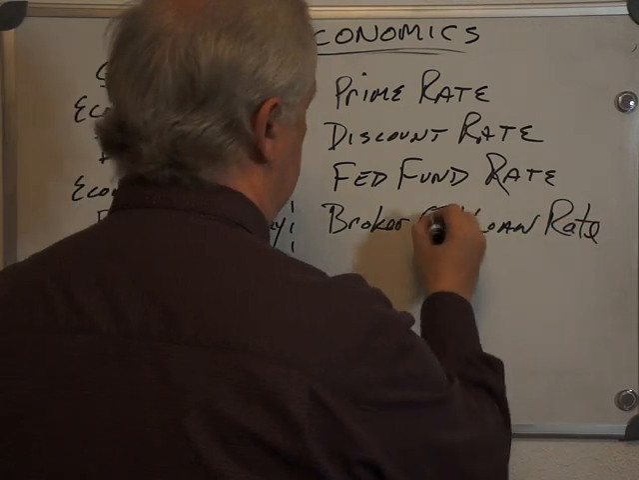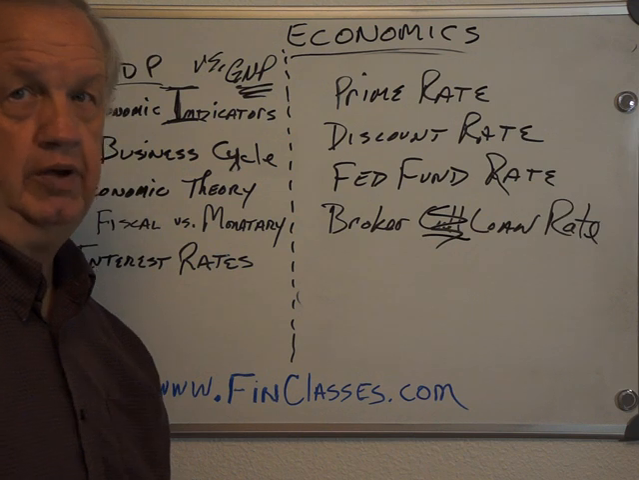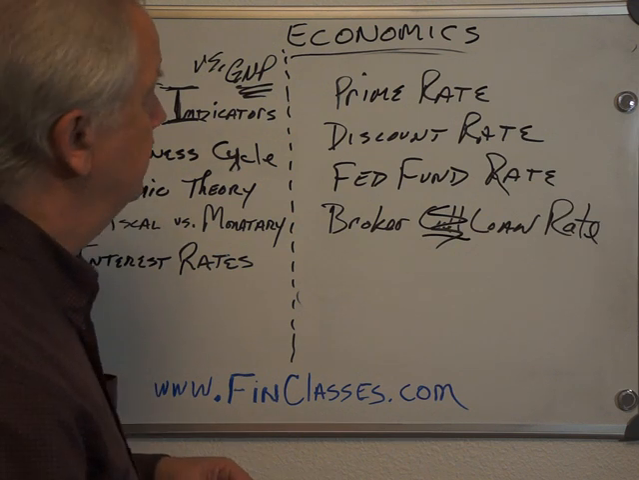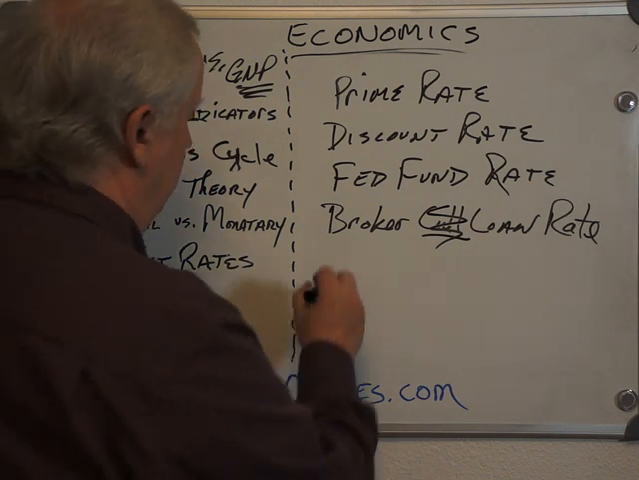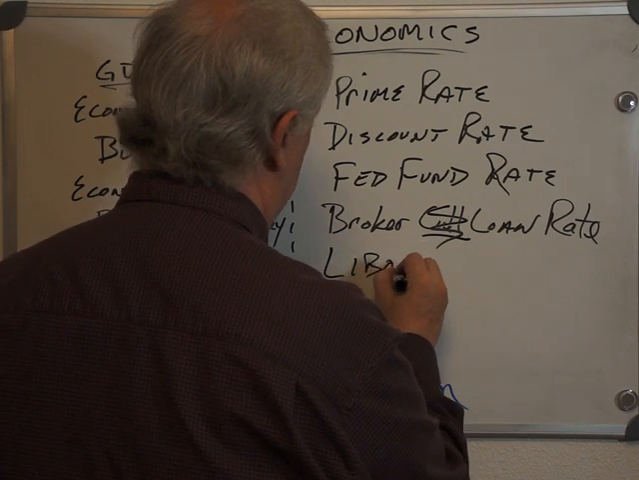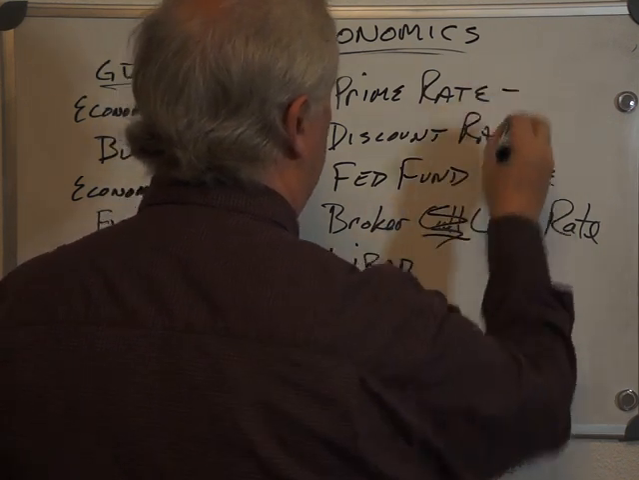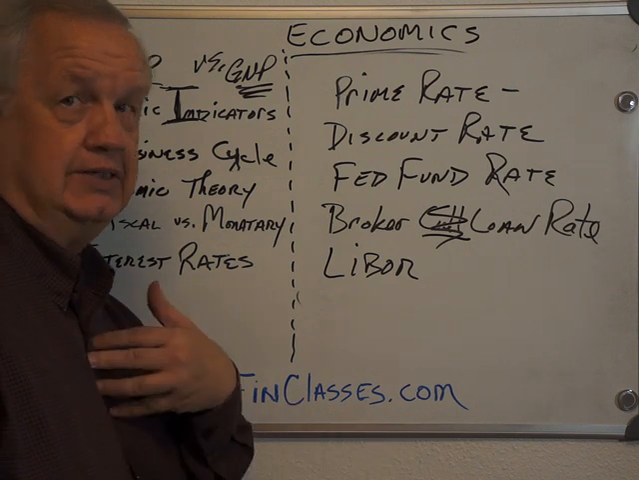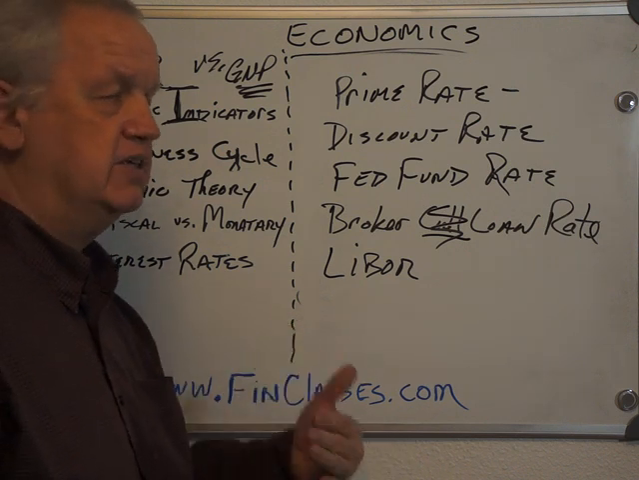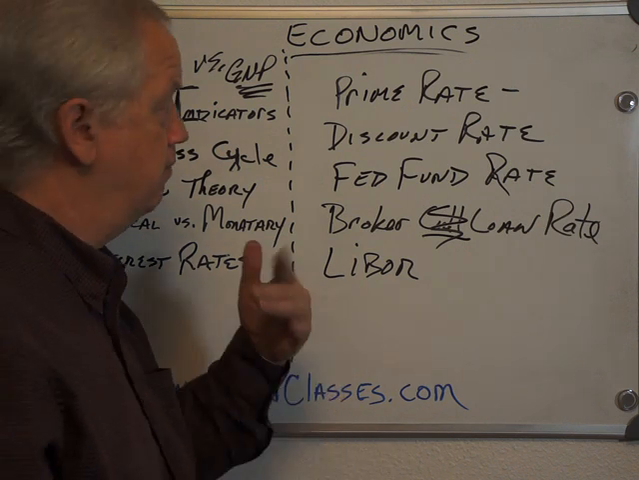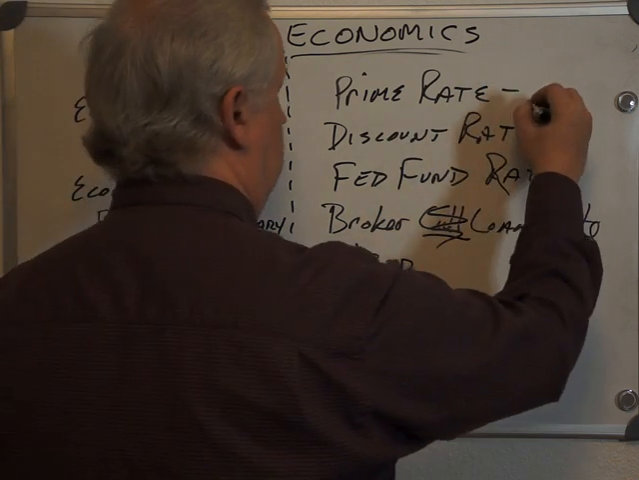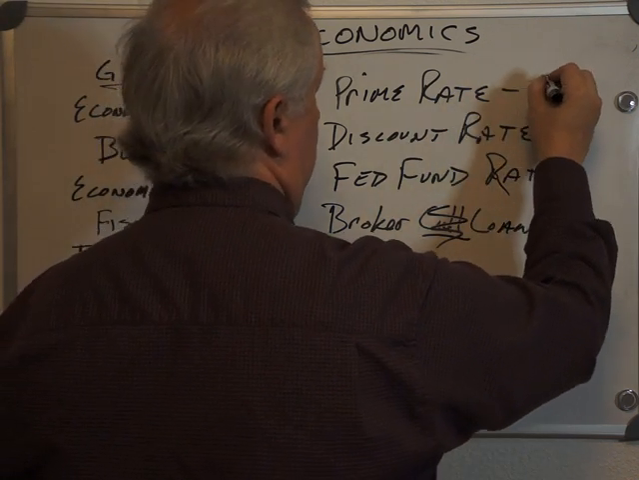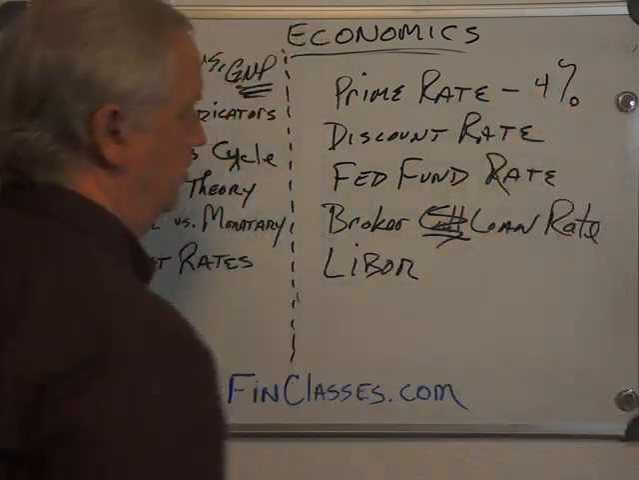Could also be just a broker loan rate, however you want to look into it. And then LIBOR, L-I-B-O-R. Okay, the prime rate: the best commercial customers, not us individually, the best commercial customers of the bank get the prime rate. Let's say it's 4% for whatever.